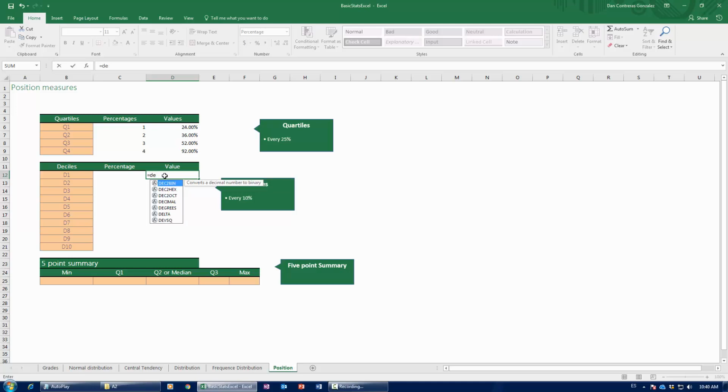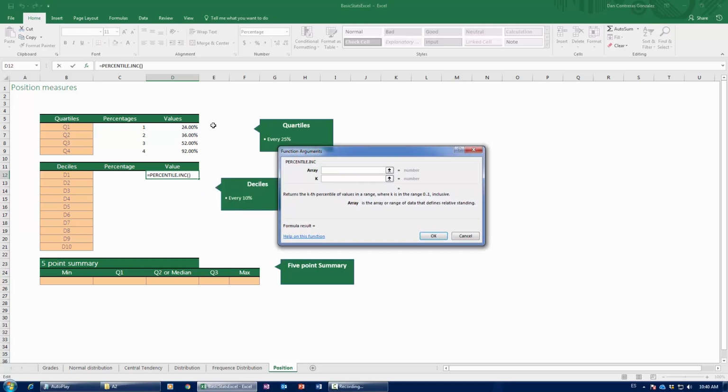Now, deciles don't exist as a formula in Excel. What you do have are percentiles, and they work pretty much the exact same way as the quartiles in Excel. You have exclusive and inclusive. I like using inclusive percentiles because I've grown up to understand them better.